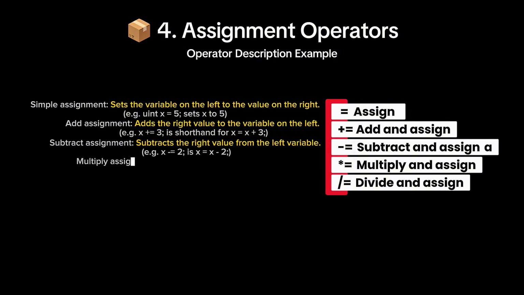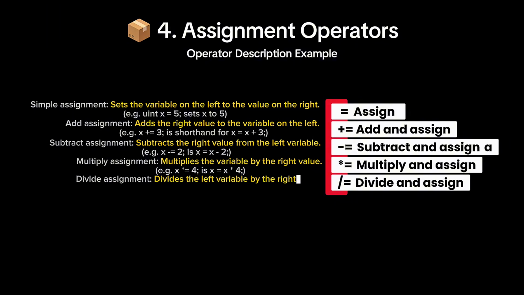Multiply assignment multiplies the variable by the value on the right. x *= 4 means x becomes x multiplied by 4. Divide assignment divides the variable on the left by the value on the right. For example, x /= 2 means x becomes x divided by 2.